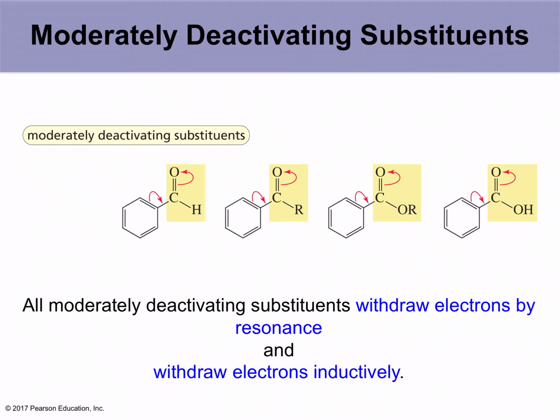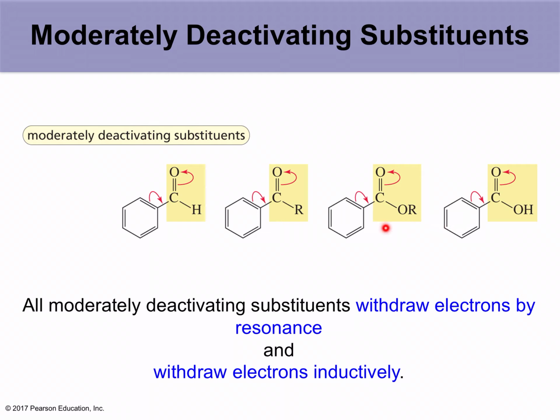Moderately deactivating substituents have a carbonyl group directly attached to the benzene ring. Like this is benzaldehyde, an aldehyde group attached to the benzene ring. And this is a ketone group, carbonyl and alkyl group. And this is an ester group attached to the benzene ring. And this is a carboxylic acid attached to the benzene ring. And then the previous set, when you have halogens, they are weakly deactivating. Now these are moderately deactivating.